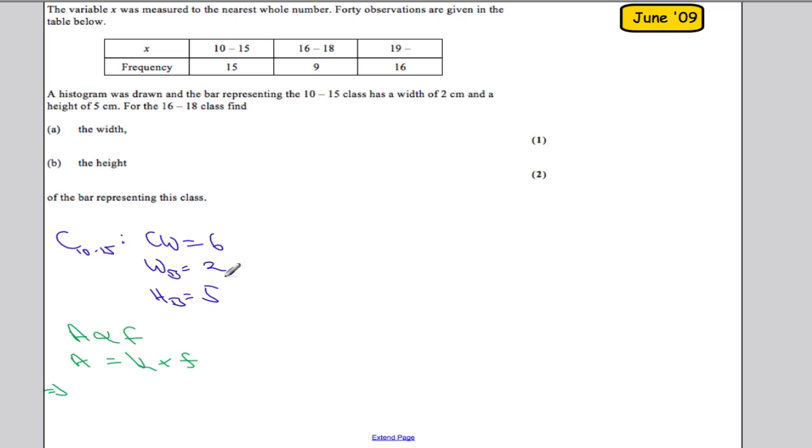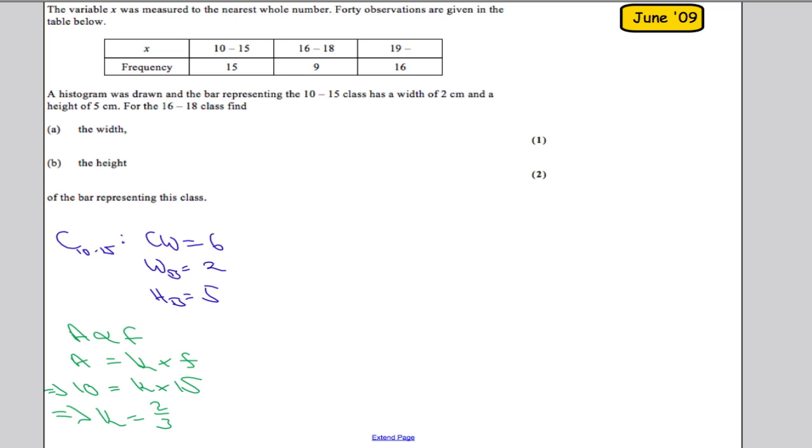which means that the area in this case is going to be 2 times 5, which would be 10. So the area of that particular bar is 10, must equal the constant k multiplied by the frequency for that group, which is 15. So dividing both sides by 15, we can see that the constant k equals 2 over 3. So dividing this side and this side by 15, the constant k is 2/3.